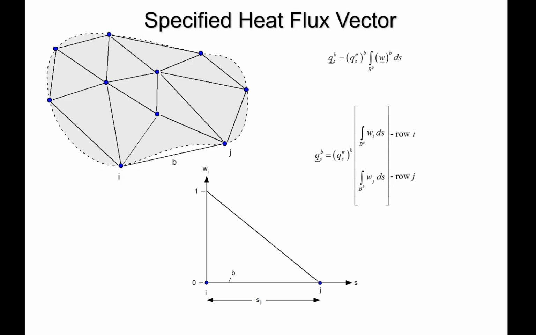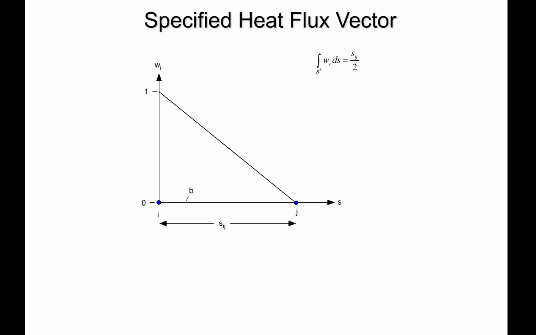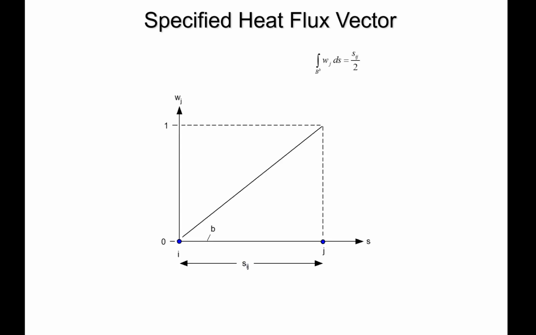So we have to integrate w_i ds as you move from i to j, and that's just the area under this curve. The area under this curve is pretty obviously just s_ij divided by 2, right? It's the base times the height divided by 2. The base is s_ij, the height is 1, so it's s_ij divided by 2. If you wanted to integrate w_j along the same path, this is what w_j looks like. It goes from 0 at node i up to 1 at node j, so it's the same thing but just flipped vertically. It's also going to be s_ij divided by 2.